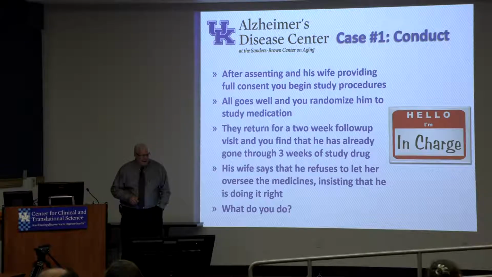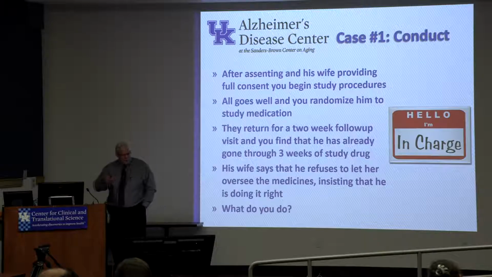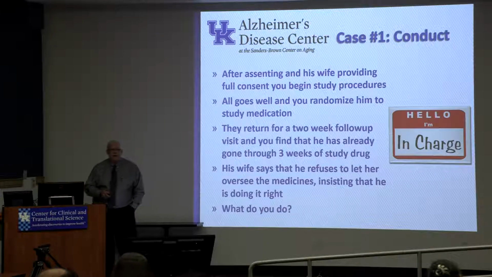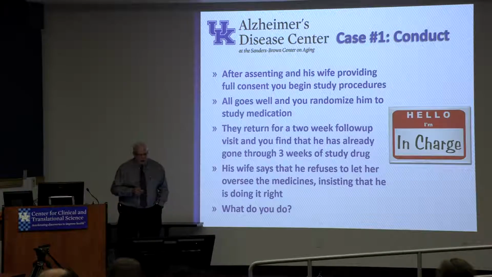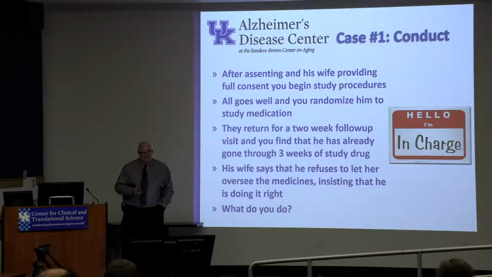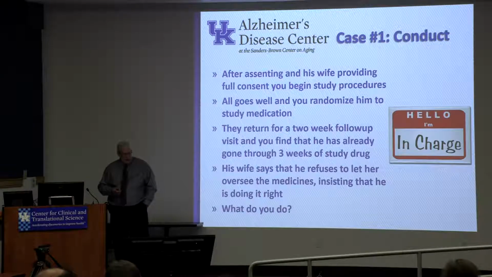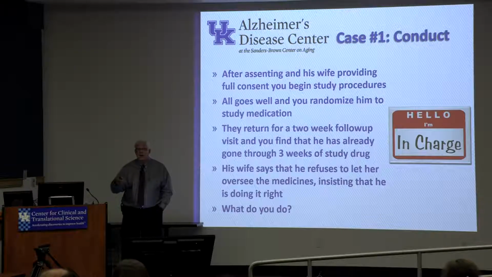So here we'll move on with this case. We assent him, his wife provides full consent, we start study procedures, everything goes well, we randomize him to study medication. They come in for a 2-week follow-up visit, and you find he's already gone through 3 weeks of drugs. So this gets to your point.